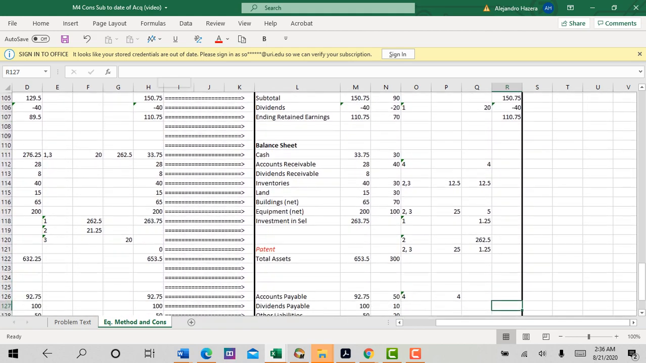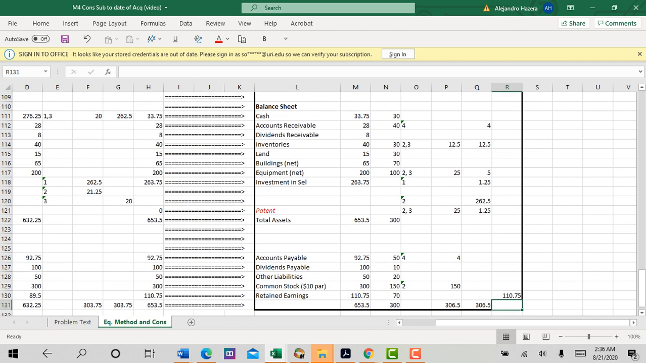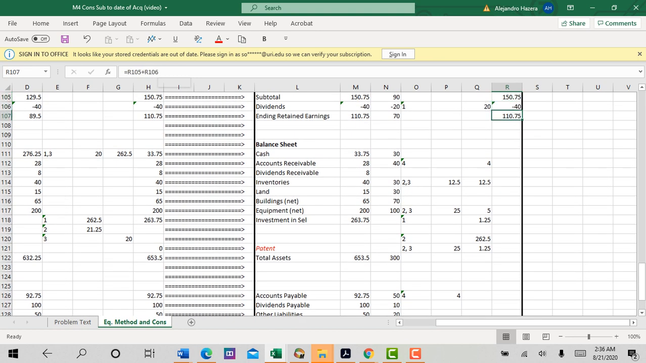And then what we do with the ending retained earnings is bring them down here. That doesn't always equal, but that's okay. Well, that should be okay. And then we'll just go ahead and figure out the rest of these.